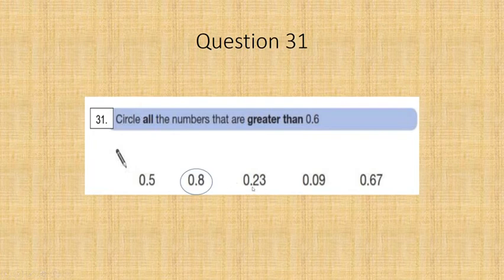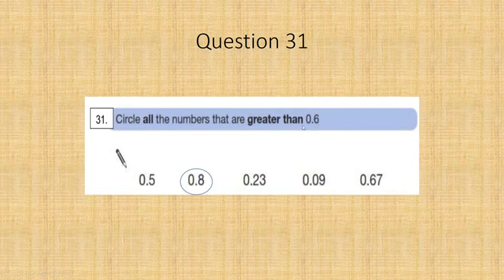Go to 0.23. Is 0.23 greater than 0.6? I don't know. I have to compare. So the 0 here is the same as the 0 here. The point is the point. 2 and 6. 6 is greater. So 0.23 is not greater than 0.6, I'm sorry. So I will not take it. And let's go to the next number. 0.09. Is it greater than 0.6? Let's check. 0 is compared with the 0, they are the same. The point with the point, they are the same. 0 and 6, which is greater?